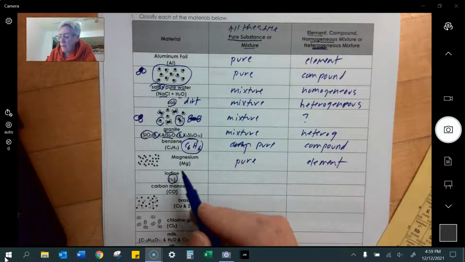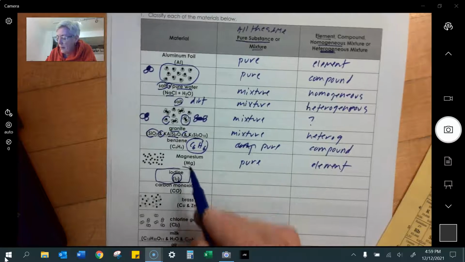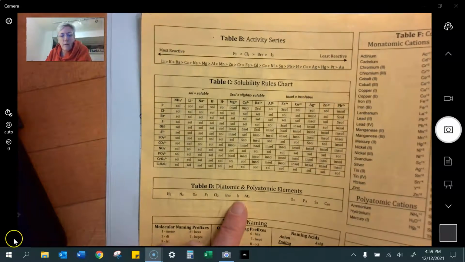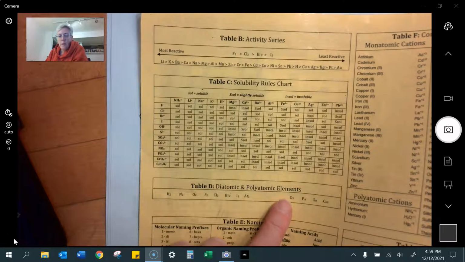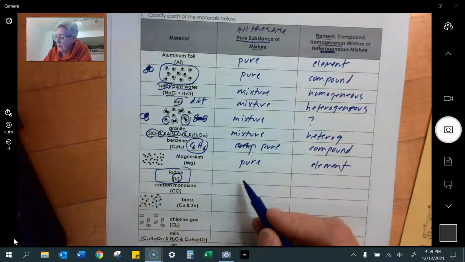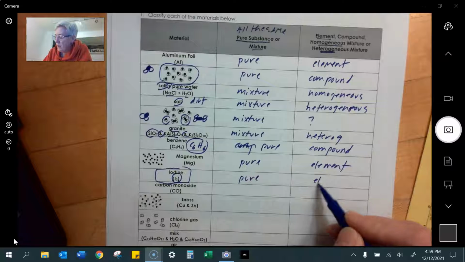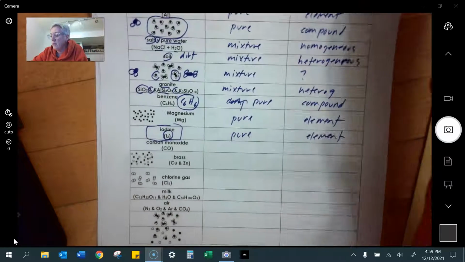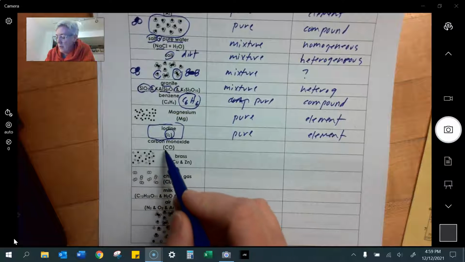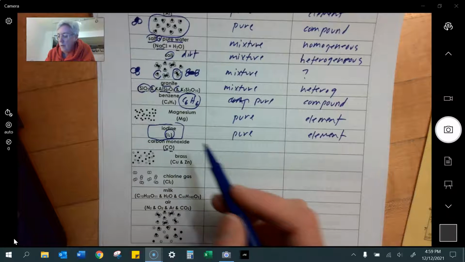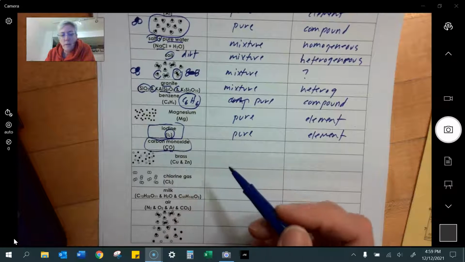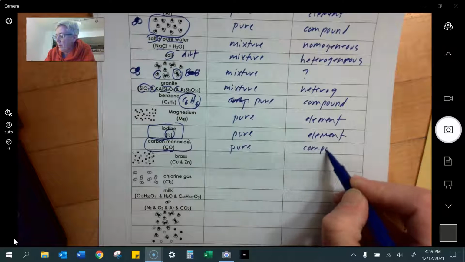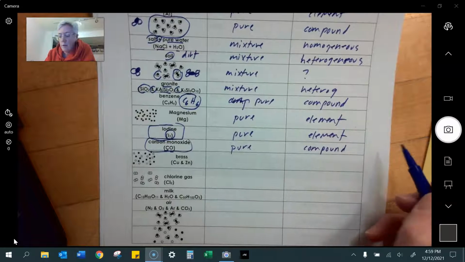Iodine, the only thing in this little box here is iodine, I2. And here you can see that I2 is one of these diatomics, one of these super 7, and that's an element, okay? So that is a pure collection of the element iodine. All right, let's keep going. Carbon monoxide has carbon and oxygen together. The only thing in this box is carbon monoxide, so that's pure, and that's a compound because carbon and oxygen are different from each other.